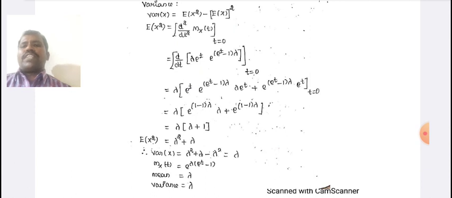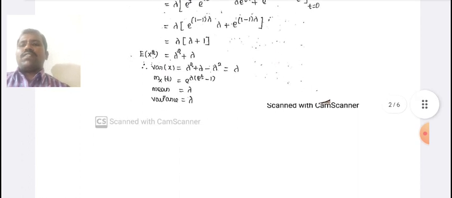Therefore, variance of x is E of x square minus (E of x) whole square, that is lambda square plus lambda minus lambda square equal to lambda. The moment generating function is e power lambda (e power t minus 1). Mean equal to lambda, variance equal to lambda.